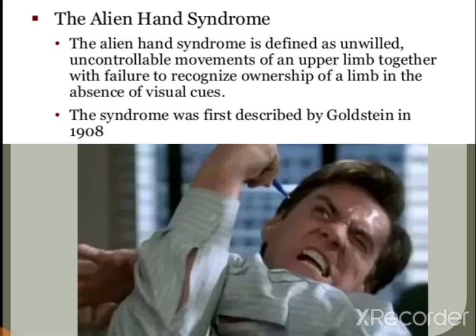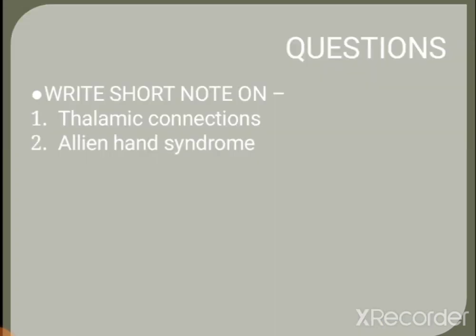This is also the alien hand syndrome. Alien hand syndrome is defined as unwilled, uncontrollable movement of the upper limb, together with failure to recognize ownership of a limb in the absence of visual clues. The syndrome was first described by Goldstein in 1908.